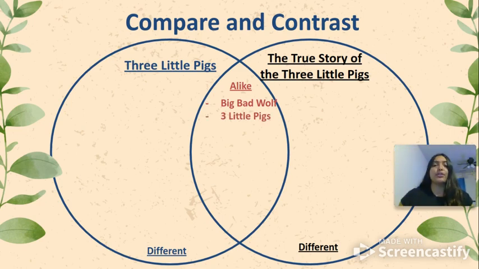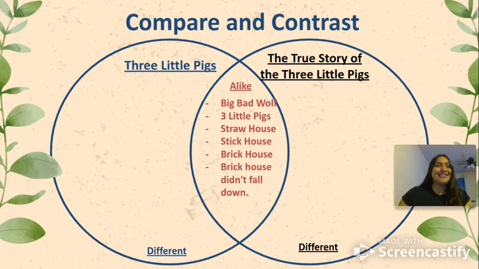Good. There's also three little pigs still in both stories. Yes, there's a straw house, a stick house, and a brick house in both stories. One more. Yes, good job. So the brick house didn't fall down in either of these stories. They both lasted, even though the wolf was huffing and puffing.